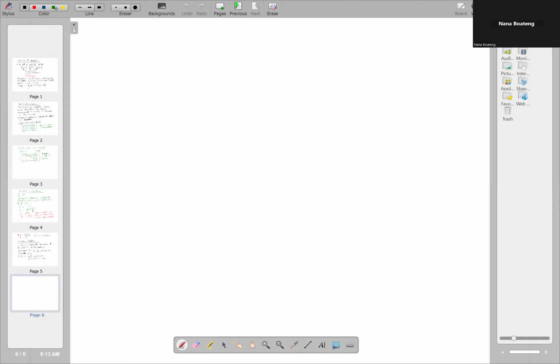Graphs of functions. Let's discuss the graphs of functions. All right, so the graph of a function is the graph of its ordered pairs. Let's use an example to explain.